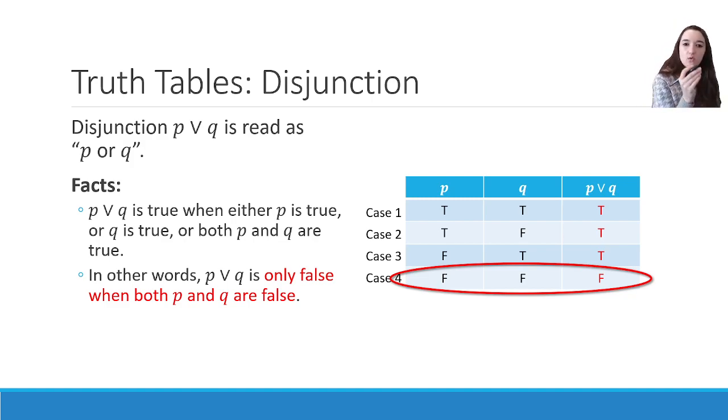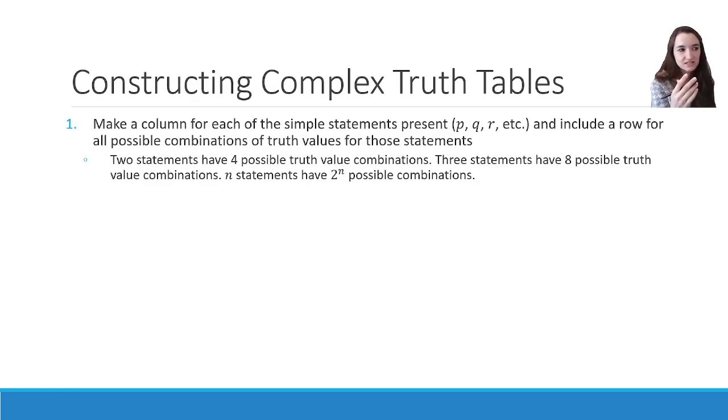So, right now we have our ands, our ors, our negations, right? So we can start building more complex truth tables, but that takes a lot of steps, so bear with me here. I'm going to read through the steps, but then we'll get to an example. I will show the steps, etc., so these will come back. But first, we make a column for each of the simple statements, P, Q, R, etc., and include a row for all possible combinations of truth values for those statements.